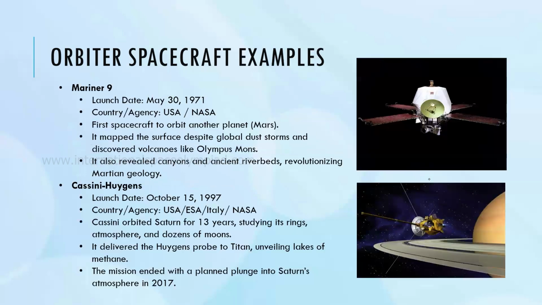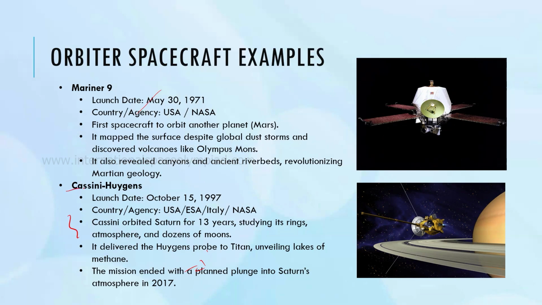Okay, now another two examples. One is Mariner 9, that is another orbiter spacecraft. Then Cassini-Huygens, that is another spacecraft which orbited. This is an interesting mission. The Mariner one, you know that it is the first spacecraft to orbit another planet. Not another celestial body, that is actually Luna. But here you can see this is the one to orbit another planet. Okay, it's not the moon.